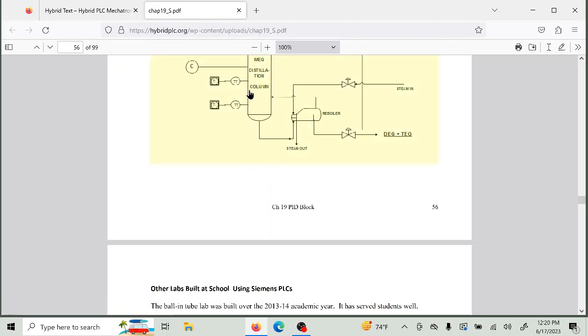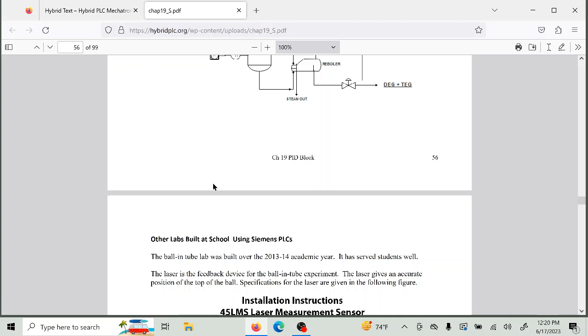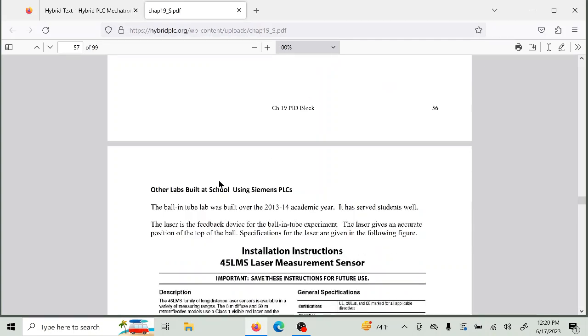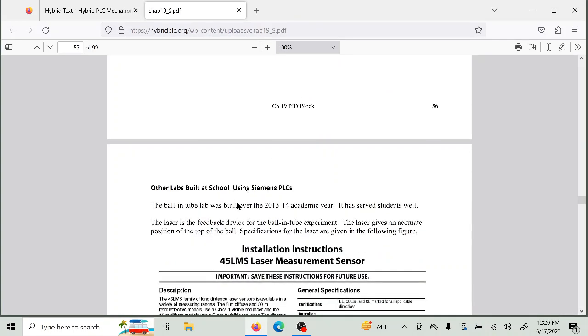So there's a loop drawing, a PID drawing, and then any electrical controls drawings which you would have on the PLC. That's how you put a system together like this.